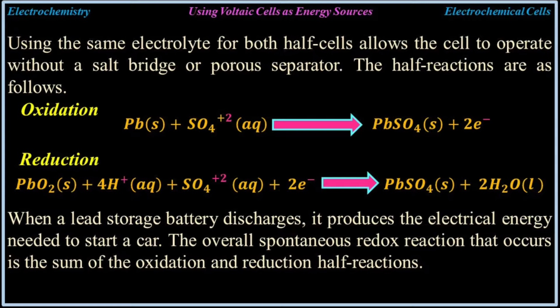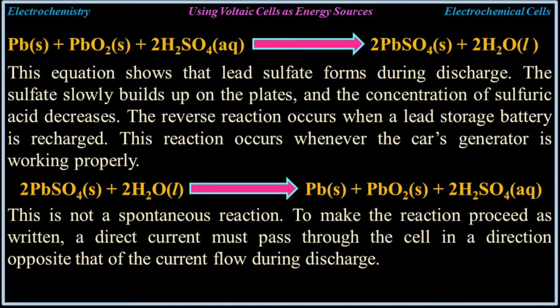When a lead storage battery discharges, it produces the electrical energy needed to start a car. The overall spontaneous redox reaction that occurs is the sum of the oxidation and reduction half reactions. Study these equations and go back and look at the slides that came before. Lead plus lead 4 oxide plus sulfuric acid yields lead 2 sulfate plus water.